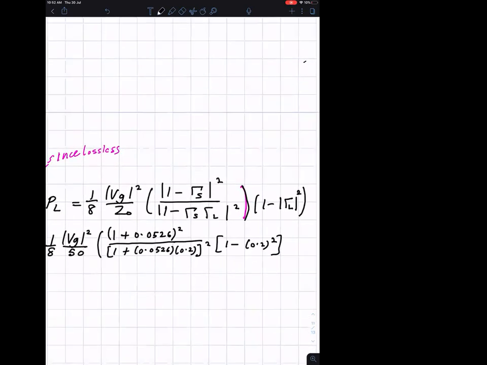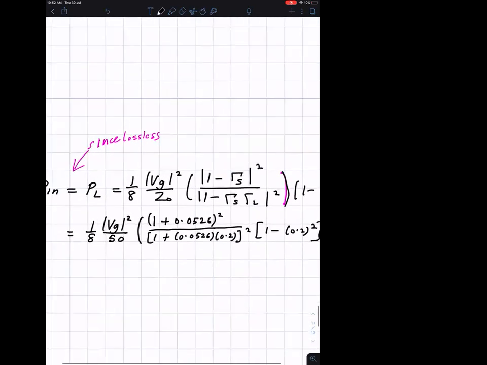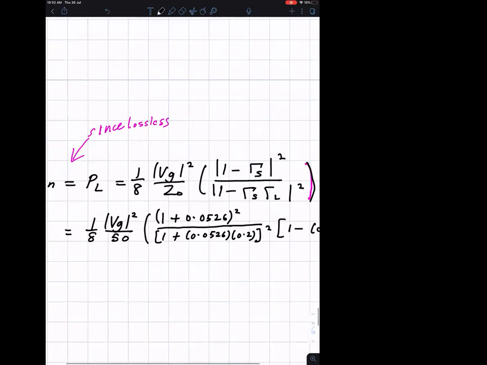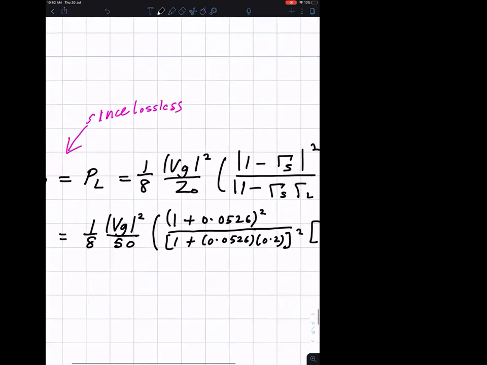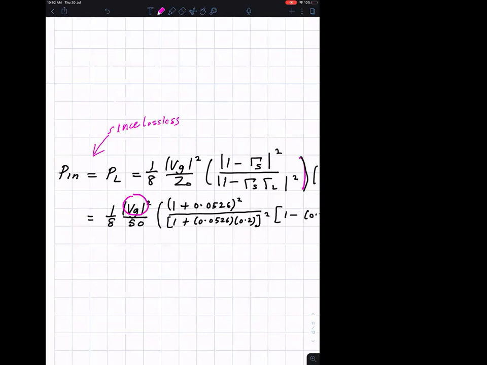So still we don't know what VG is. VG is not given. How do you find VG? Any idea, anyone? So we were told that the input power is 1/8 VG squared over Z naught.